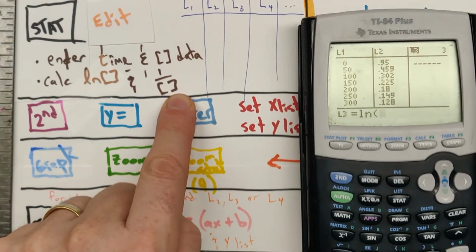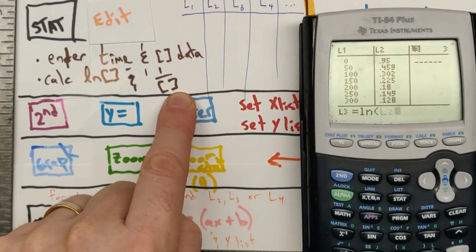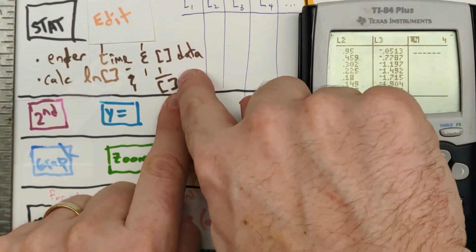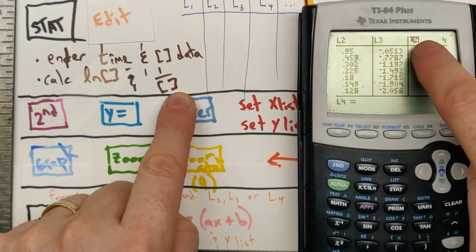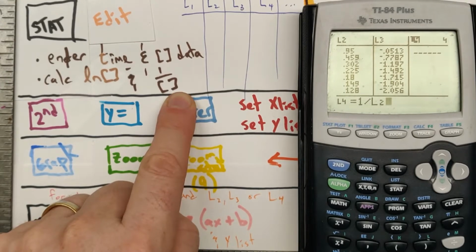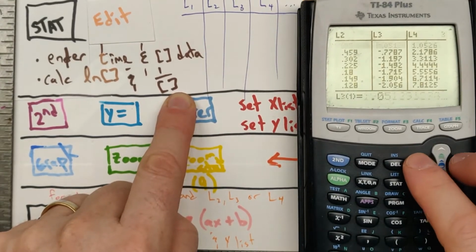So L3 there is going to be the natural log of, second 2 is L2. And then to get my L4, I want that to be 1 over concentration. So I'm going to go to the heading there, 1 divided by L2, my concentration. All right. So we have that information now.